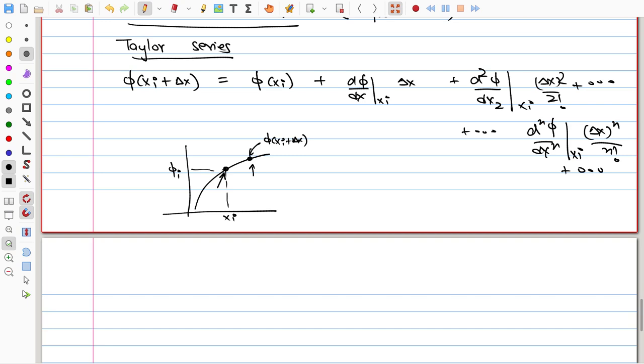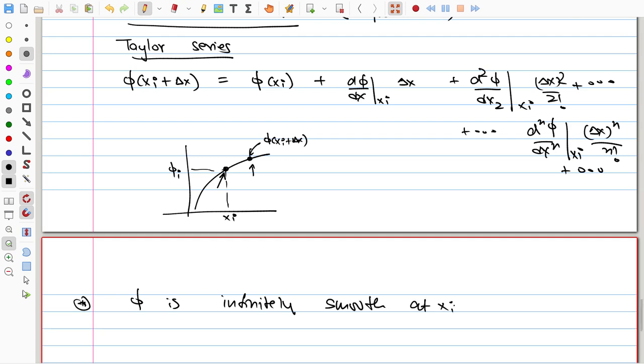derivatives. Now, again, if you have an understanding of the series, you will be able to have an appreciation of it intuitively. It is a continuous phi. All the derivatives are defined. So, phi is infinitely smooth here. If it is not, then you cannot have all the derivatives calculated at the point xi for phi.